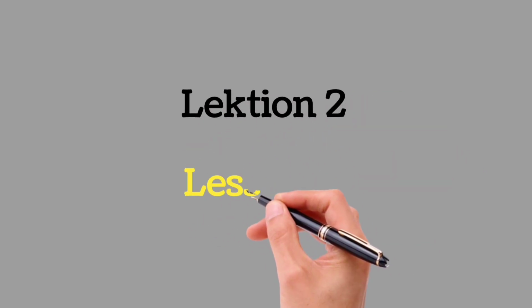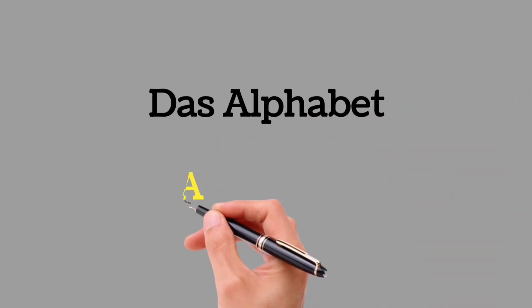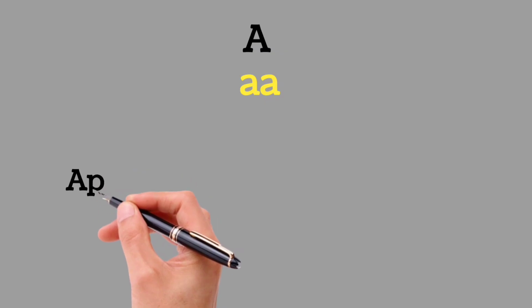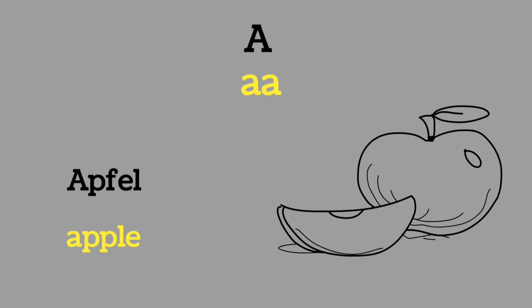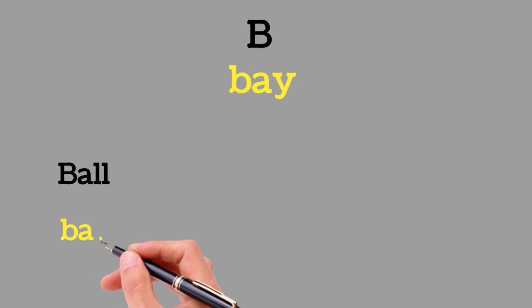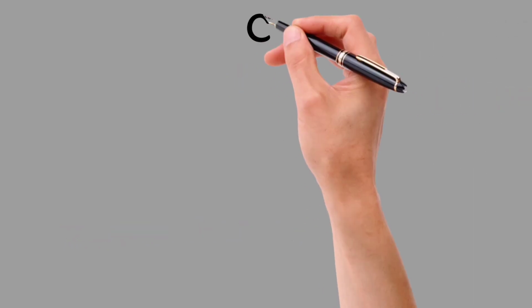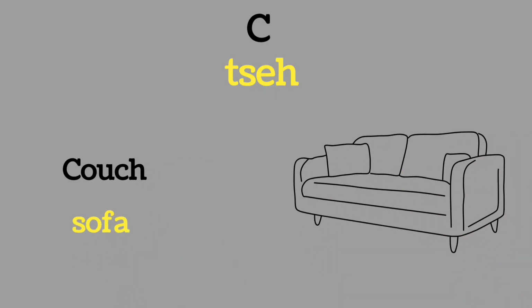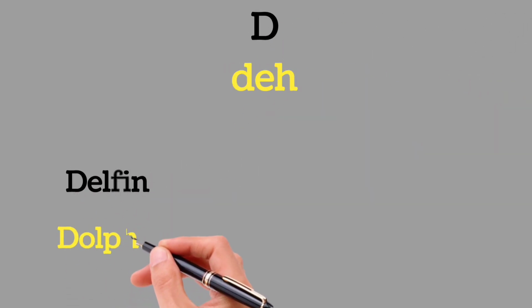Lektion 2. Das Alphabet. A. Apfel. B. Ball. C. Couch. D. Delfin.